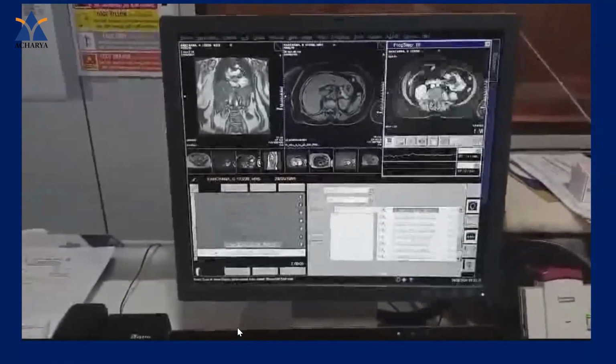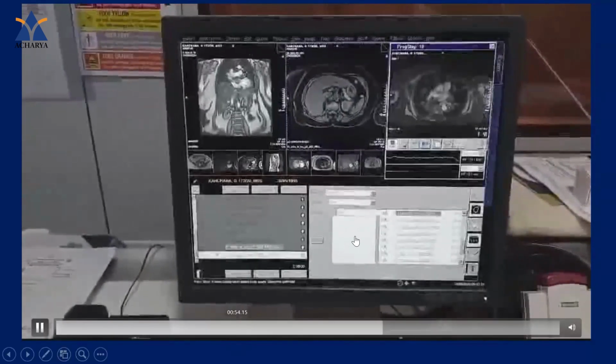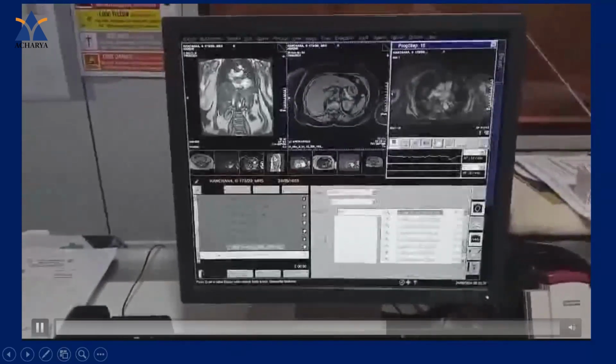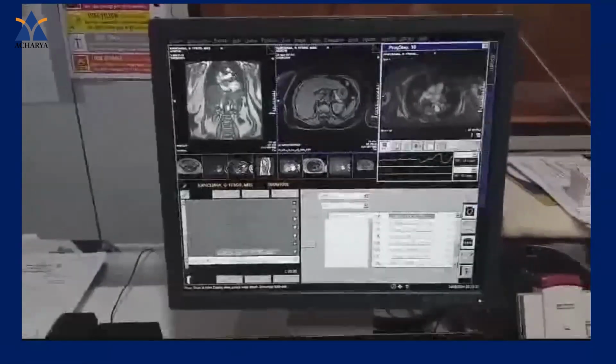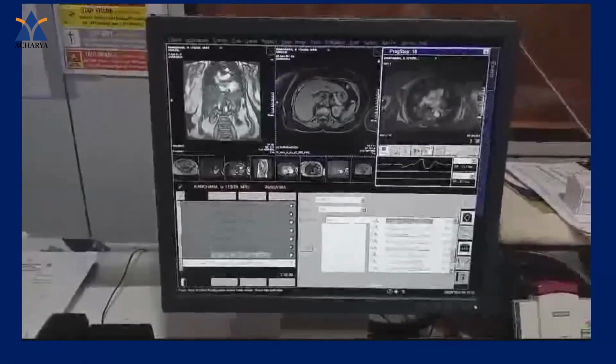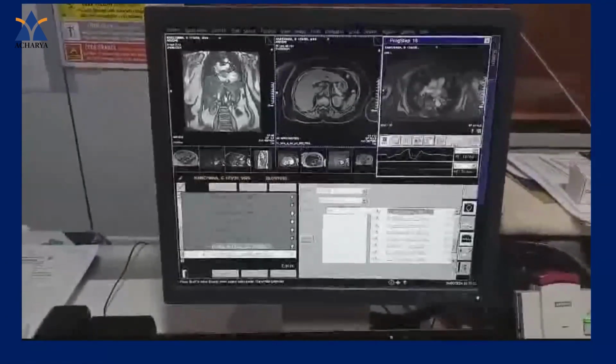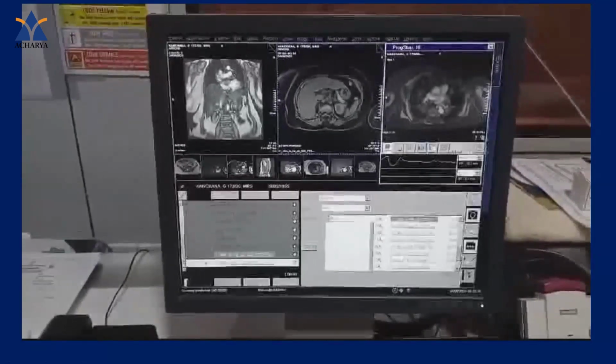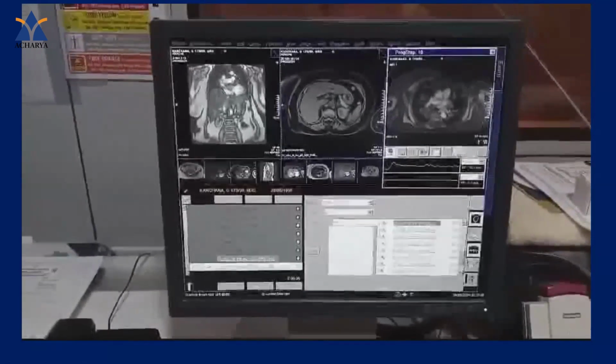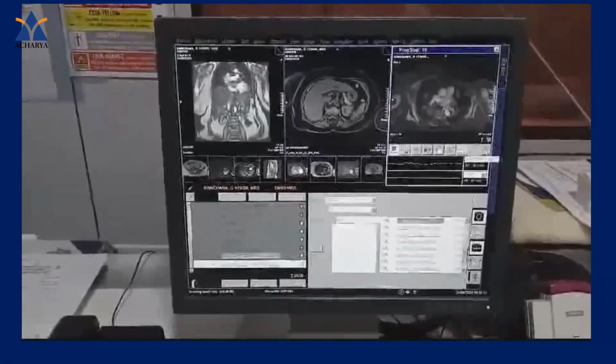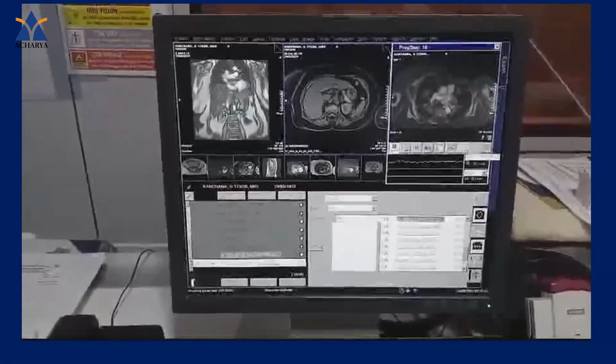So like that you have to do in the department. This is why breath hold is very, very important: we are injecting the contrast, so we need phase images, portal and arterial, which is most important for reporting for the doctors.